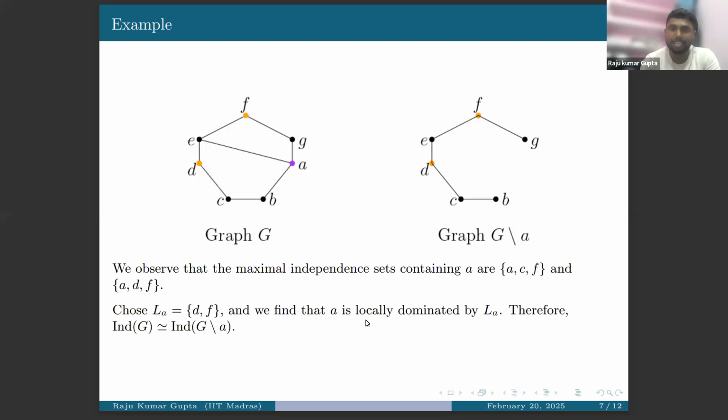And we find that A is locally dominated by LA. So therefore, we can remove this vertex A from this graph and we can obtain a new graph with less number of vertices by keeping the homotopy type of independence complexes the same.